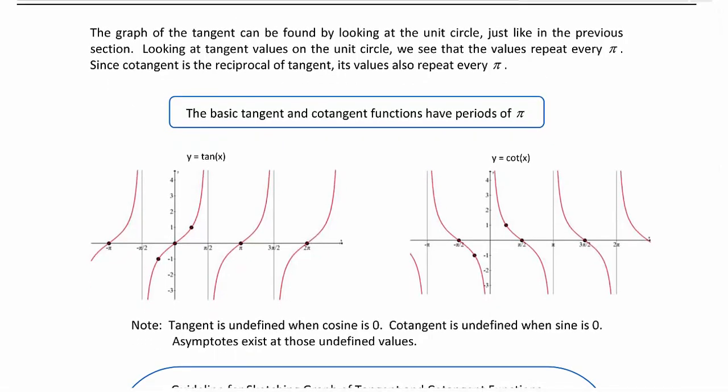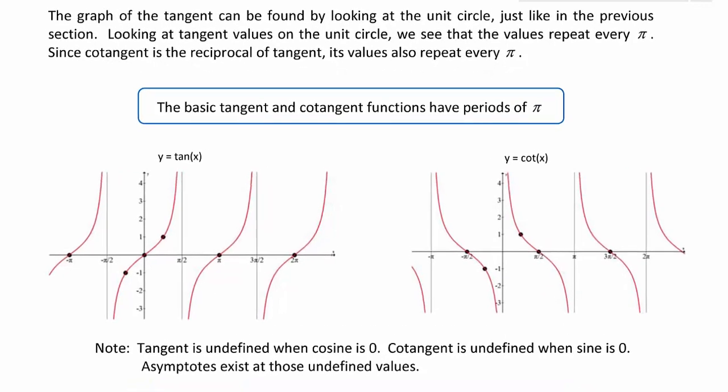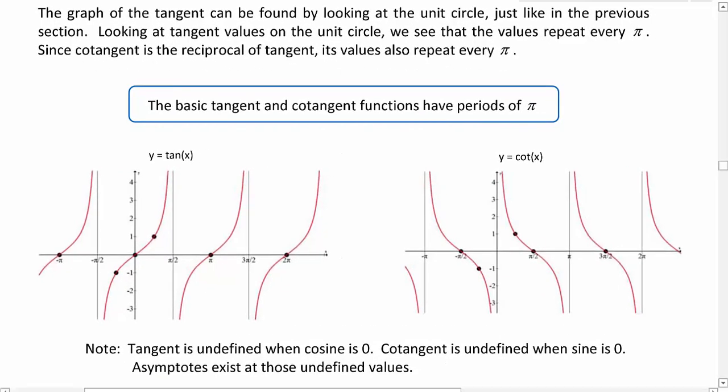So here are our graphs. Please note that tangent is undefined when cosine is 0, and cotangent is undefined when sine is 0. Asymptotes are going to exist at those undefined values. So those solid lines you see vertically there are actually asymptotes.